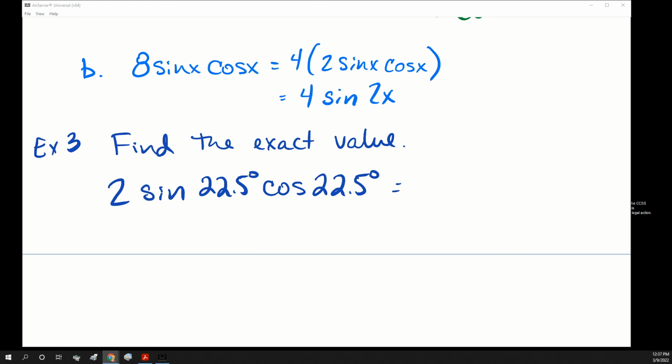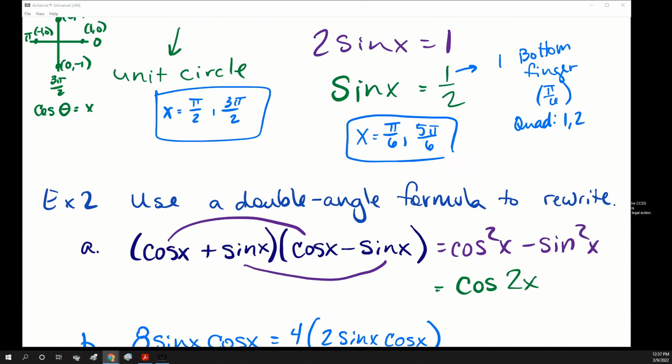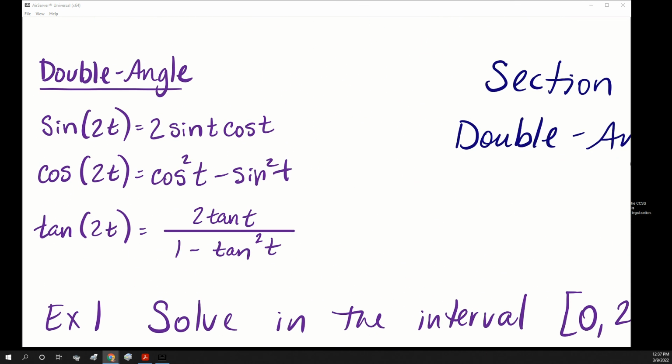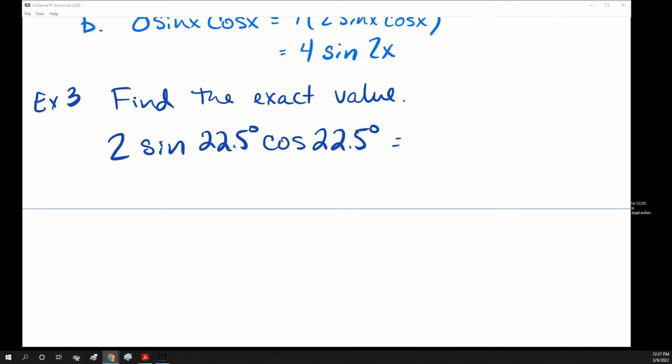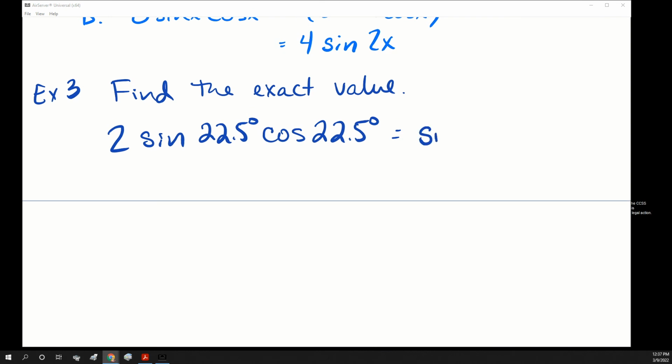But hopefully when you see a trig, you're going to look at your identity sheet and you're going to see that it looks like this. What's t in this case? 22.5. So you can rewrite that as sine of 2 times 22.5 degrees. So what is 2 times 22.5 degrees?